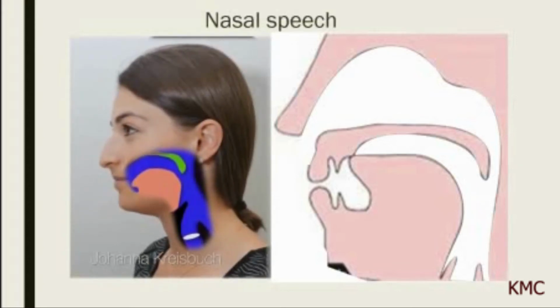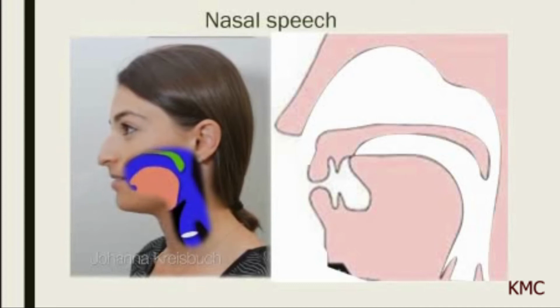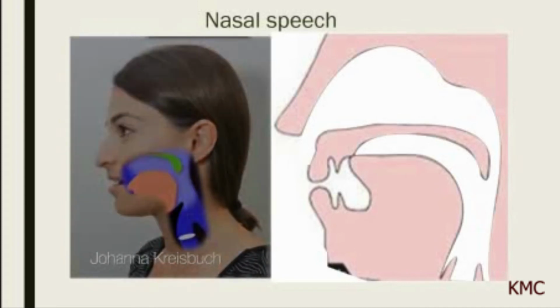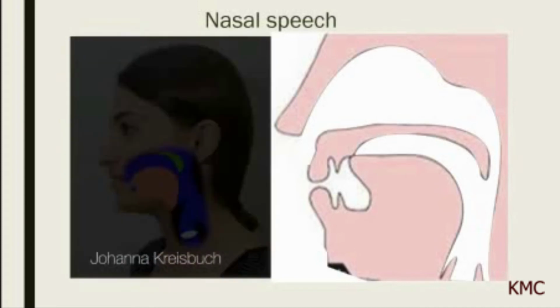In nasal speech, the passage of a column of air is moving from larynx, pharynx and nose.